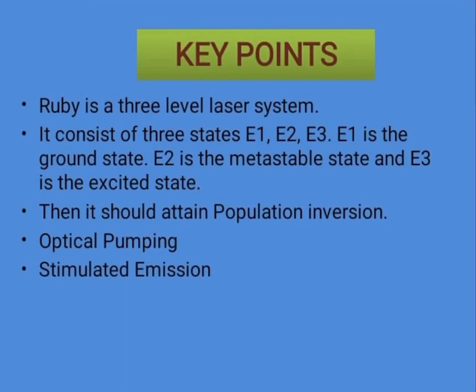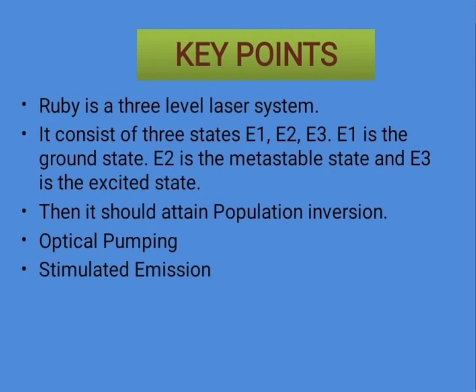Key points. Ruby is a three-level laser system. It consists of three states E1, E2 and E3. E1 is the ground state, E2 is the metastable state and E3 is the excited state. Then it should attain population inversion. It involves the process of optical pumping and stimulated emission.